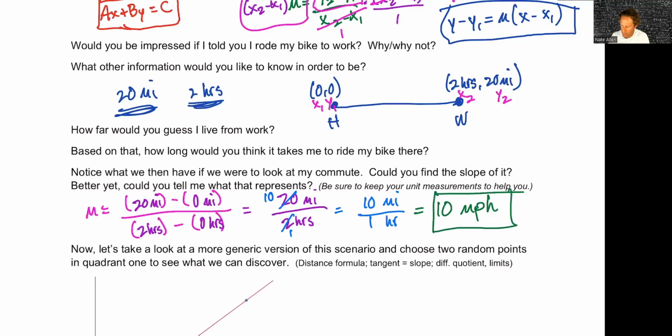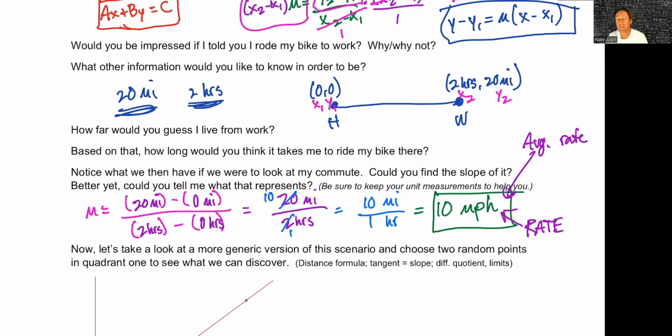Notice what we came up with was the slope. But what does this represent? What would you call that? That, my friends, we call a rate, a speed, miles per hour. Now, does that mean that as soon as I got on my bike, I was going 10 miles an hour and then I went all the way to work? Well, no, this is actually going to represent my average rate that I traveled, okay?